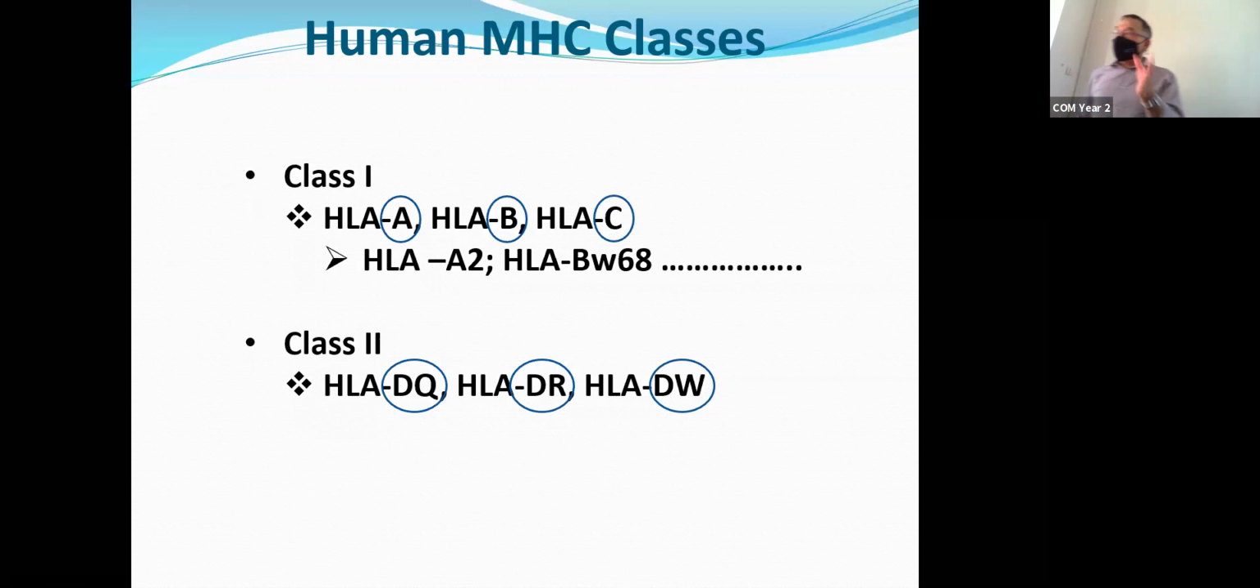These antigen-presenting cells, not only do they express the class 1 proteins, so that's 6, but they also express the class 2 proteins, another 6. So that means that these 3 groups, dendritic cells, macrophages, and B cells, express a total of 12 MHCs, 6 class 1 and 6 class 2s. Okay?